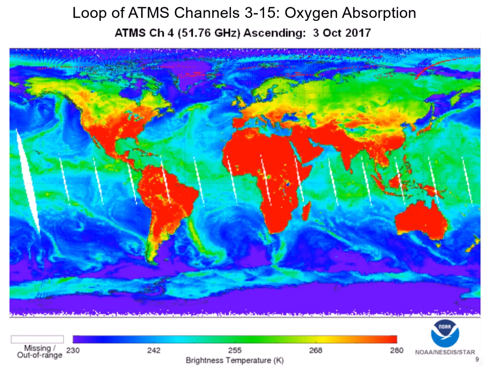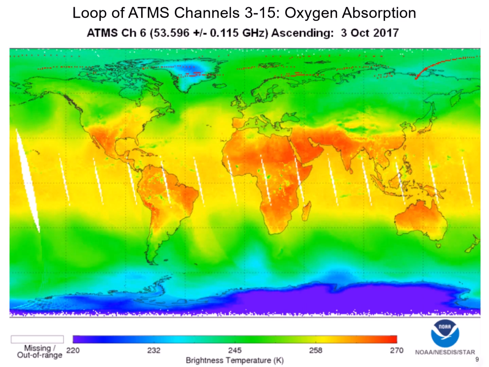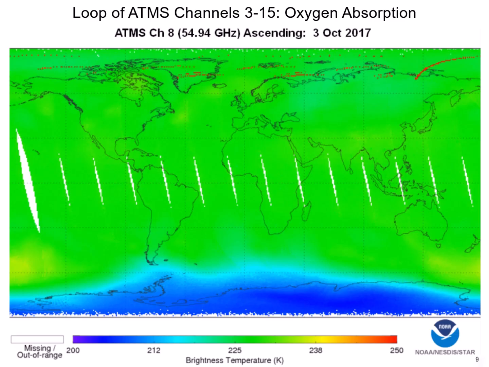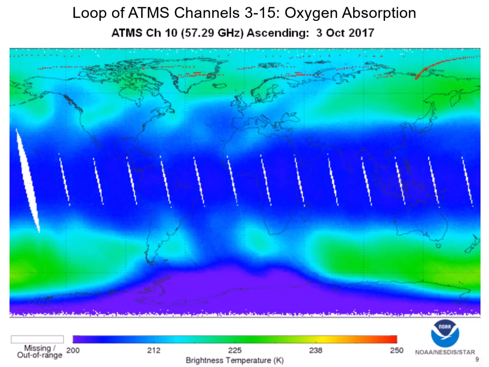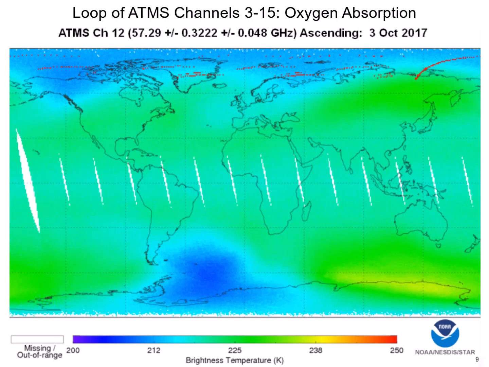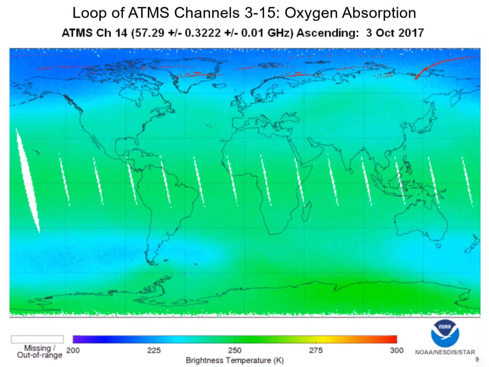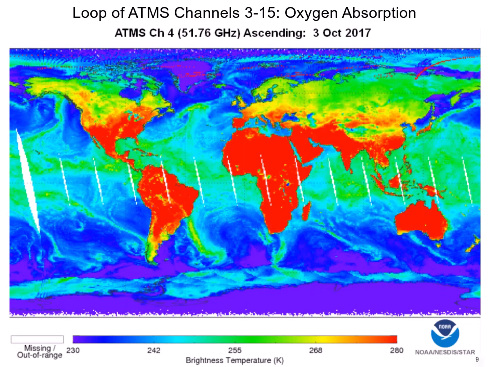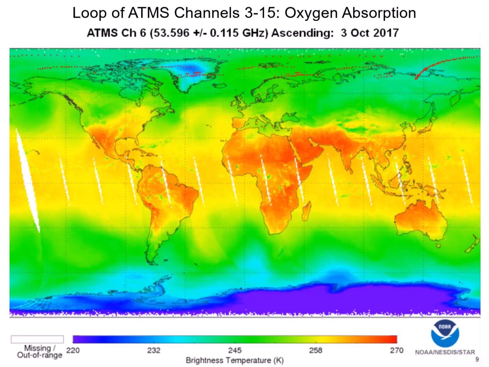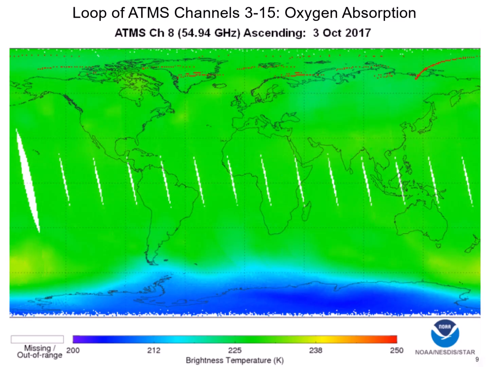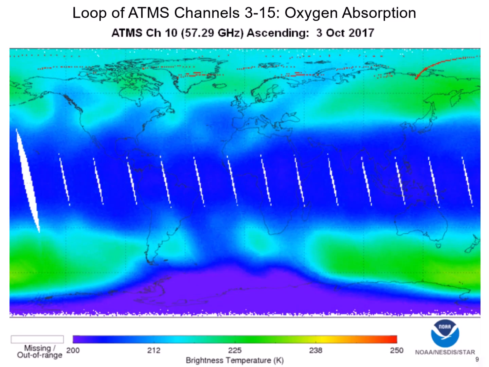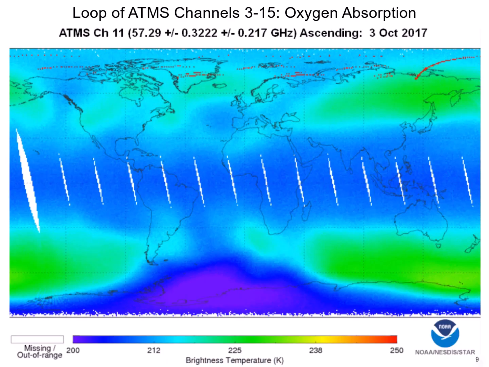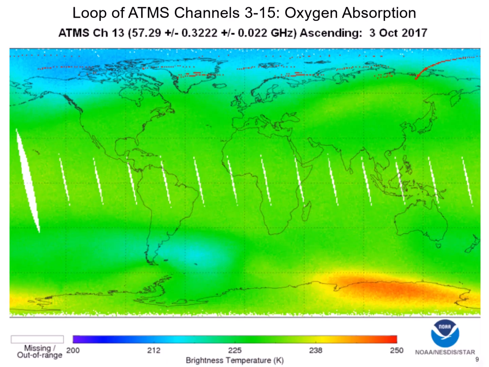This is a loop of ATMS brightness temperature imagery for channels 3 through 15. Notice how brightness temperature changes with frequency from the edge of the oxygen absorption region towards the center. You're encouraged to use the link provided to replay and pause the loop at your own pace. Think about when surface features are apparent and when they disappear, as well as how a temperature profile at the poles would compare to the tropics. Current and archived imagery can be found using the provided link.